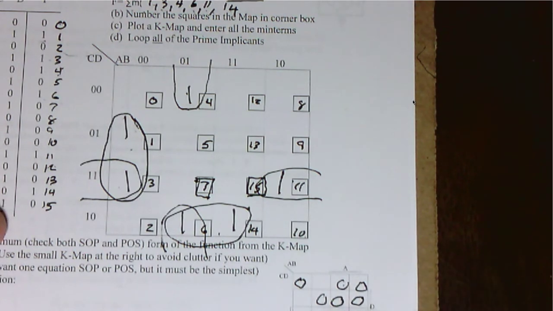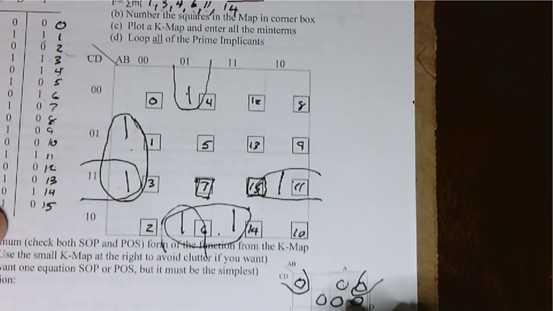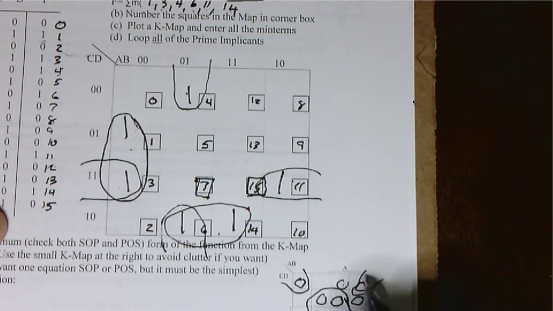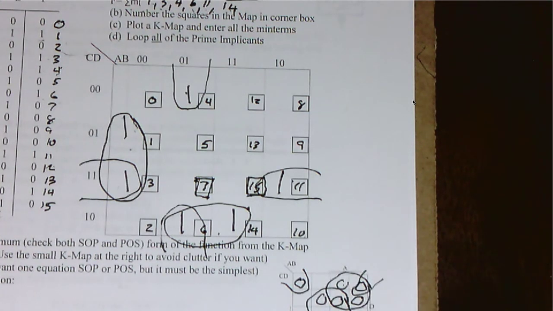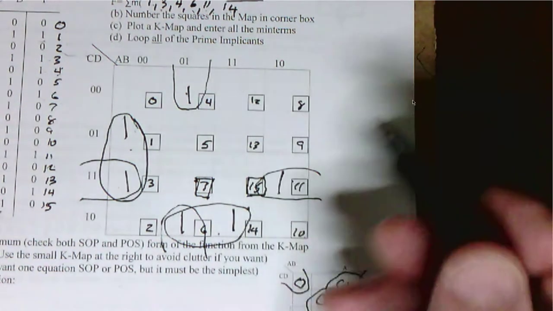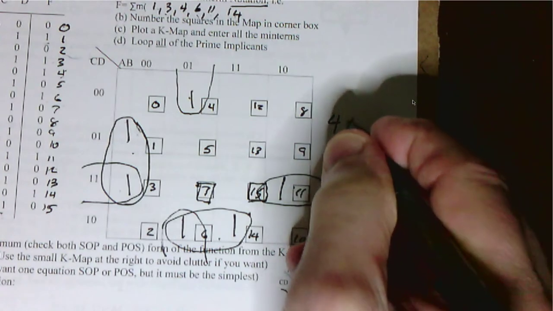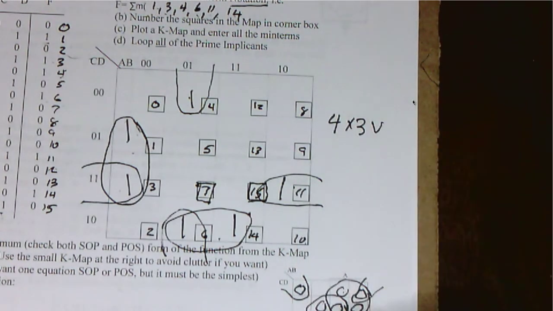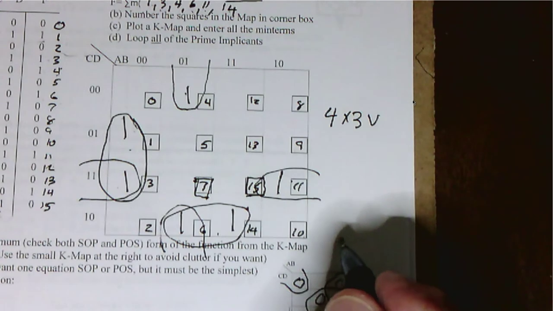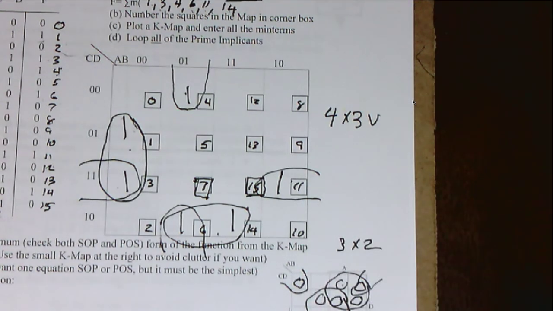Now we're going to circle the groups. The first thing you should notice, we've got all 4 corners. So we got a 4 corner here. This is an obvious group of 4. And this is an obvious group of 4. And that's it. 3 groups of 4. Now we already know that a group of 4 would result in a 2-variable term. So it's pretty obvious. Here we have 4 3-variable terms, and here we have 1, 2, 3 2-variable terms.